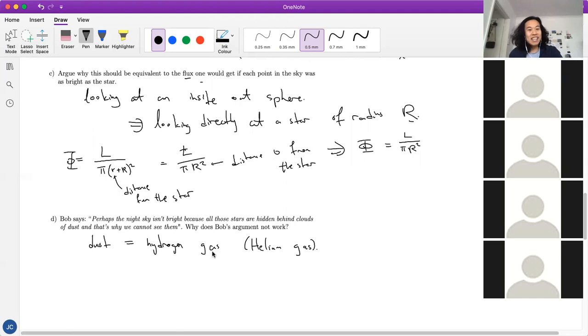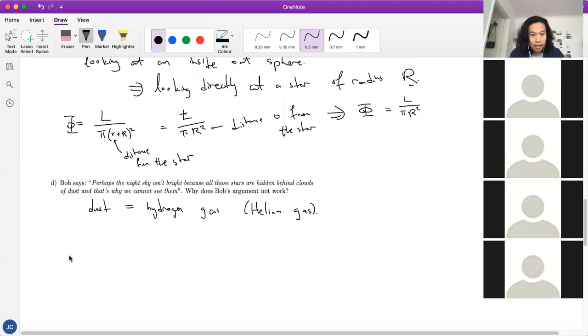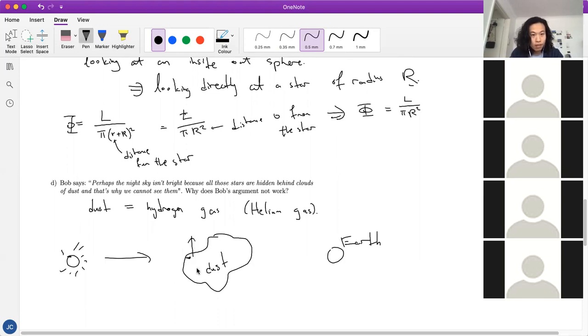So if it's hydrogen gas, then this argument is very easy to dismantle. If I had a star here emitting light towards me, and here is Earth, and there's dust, or hydrogen gas, in the middle, then what this gas does is absorb the light and hold the energy, and then it would eventually emit the energy again. Think about it like the photoelectric effect, where the hydrogen's electrons absorb the photon, but eventually the electron jumps back down and releases the photon elsewhere.